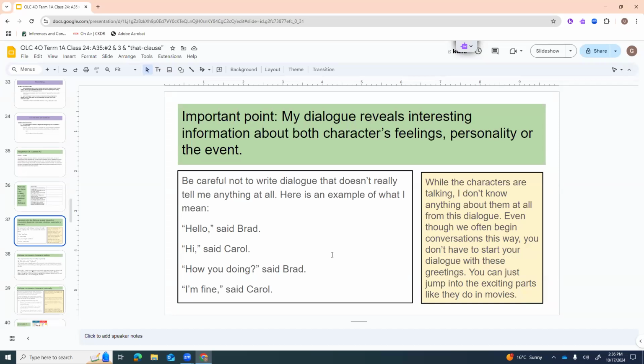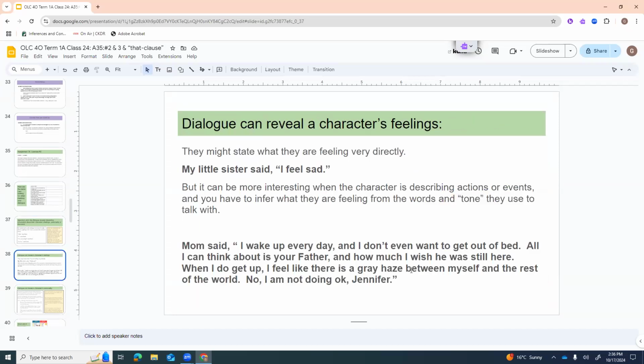Okay, well, I mean, his characters are talking, but I don't know anything about them at all from this dialogue. And even though in real life we often begin conversations this way, you don't have to start your dialogue with these greetings. You can just jump into the exciting parts of the conversation, just like they do in movies. Okay, you can skip the boring stuff.